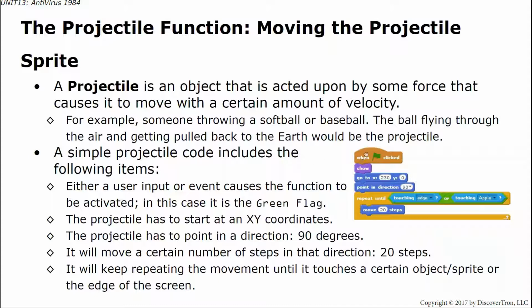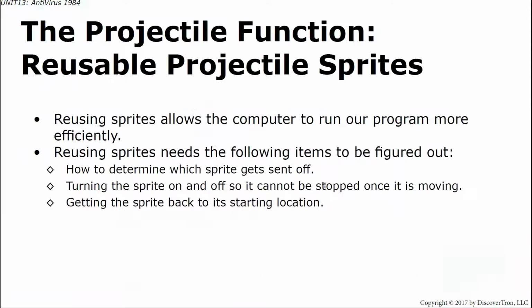And whenever we have our projectile script right here, we kind of follow a pattern. We're going to show it, tell it to go to XY coordinate, point in a direction, then repeat a particular action, which is moving 20 steps until it's touching the edge or touching another sprite. That's going to be kind of our formula here for our projectiles. And you can pause the video to go through and see some of the details on this.